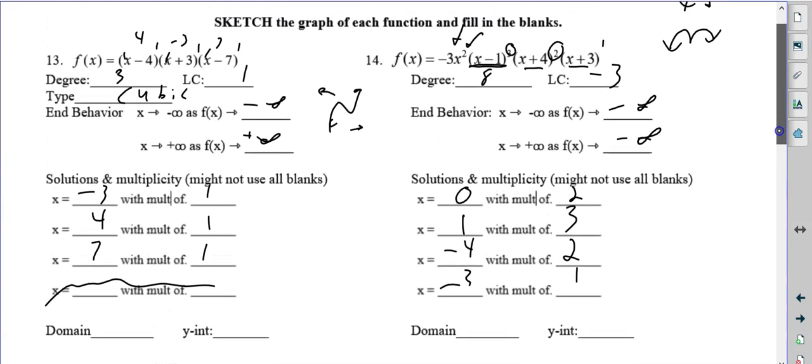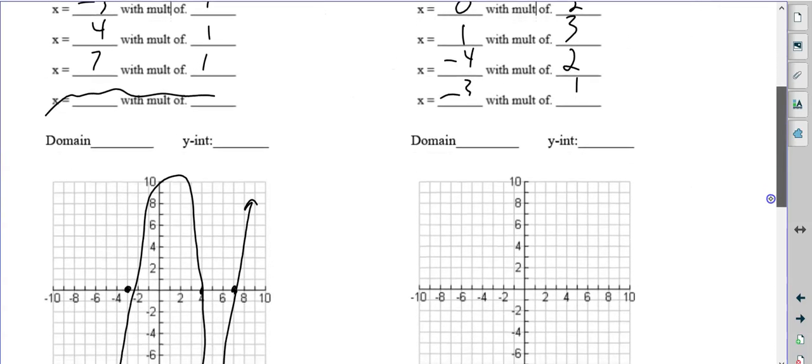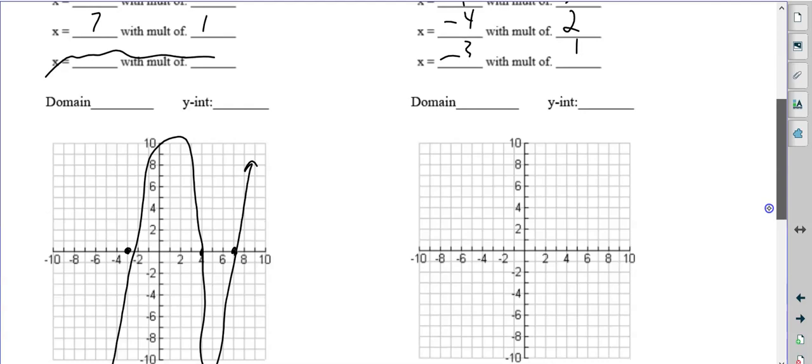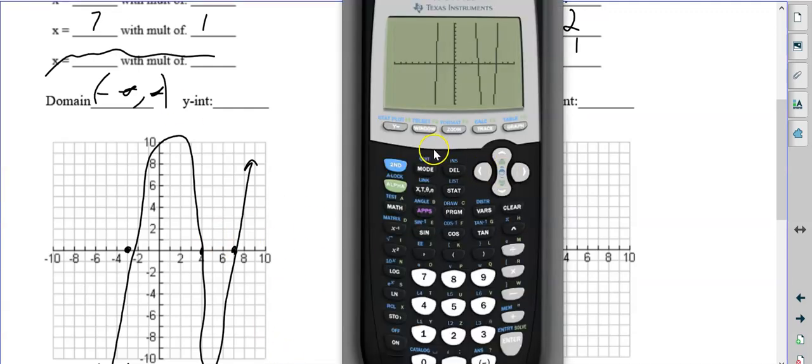Oh, I forgot my domain and range. I'm sorry about that on number 13. So let's look at this again. The domain. That's my x values. How far left and right is it going? Well, that's negative infinity to positive infinity. Easy enough. So I keep going left, keep going right. Now in that one, I forgot to look at my y-intercept. So let's go to the table and just look for 0. It is 84. It's right there.